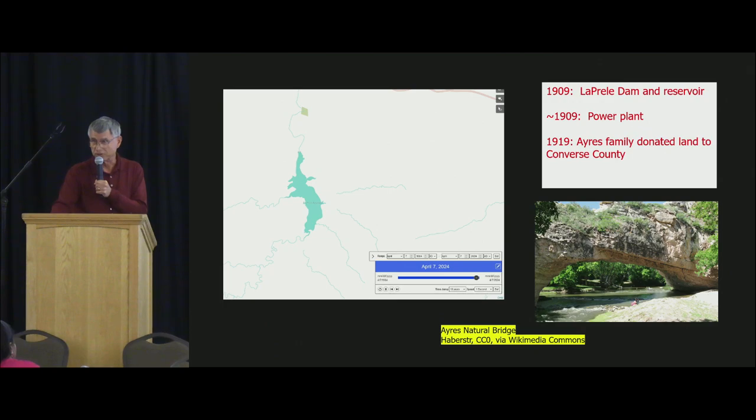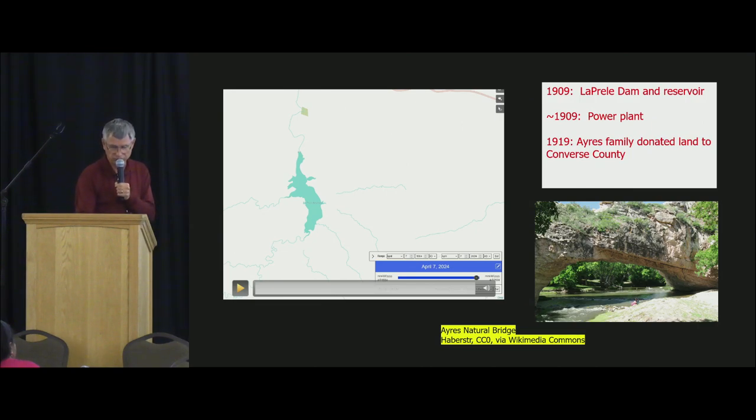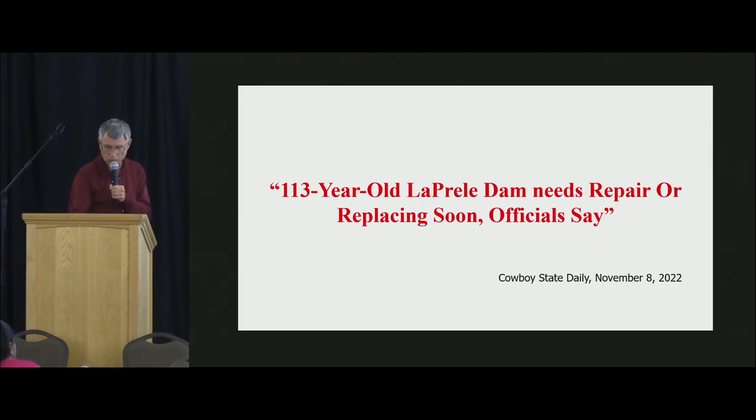It was given an estimated lifespan of about 50 years, and here we are 115 years later. So the water level has been lowered as a safety measure to prevent the collapse of the dam and similar. So all these things have been depicted in Open Historical Map, too.